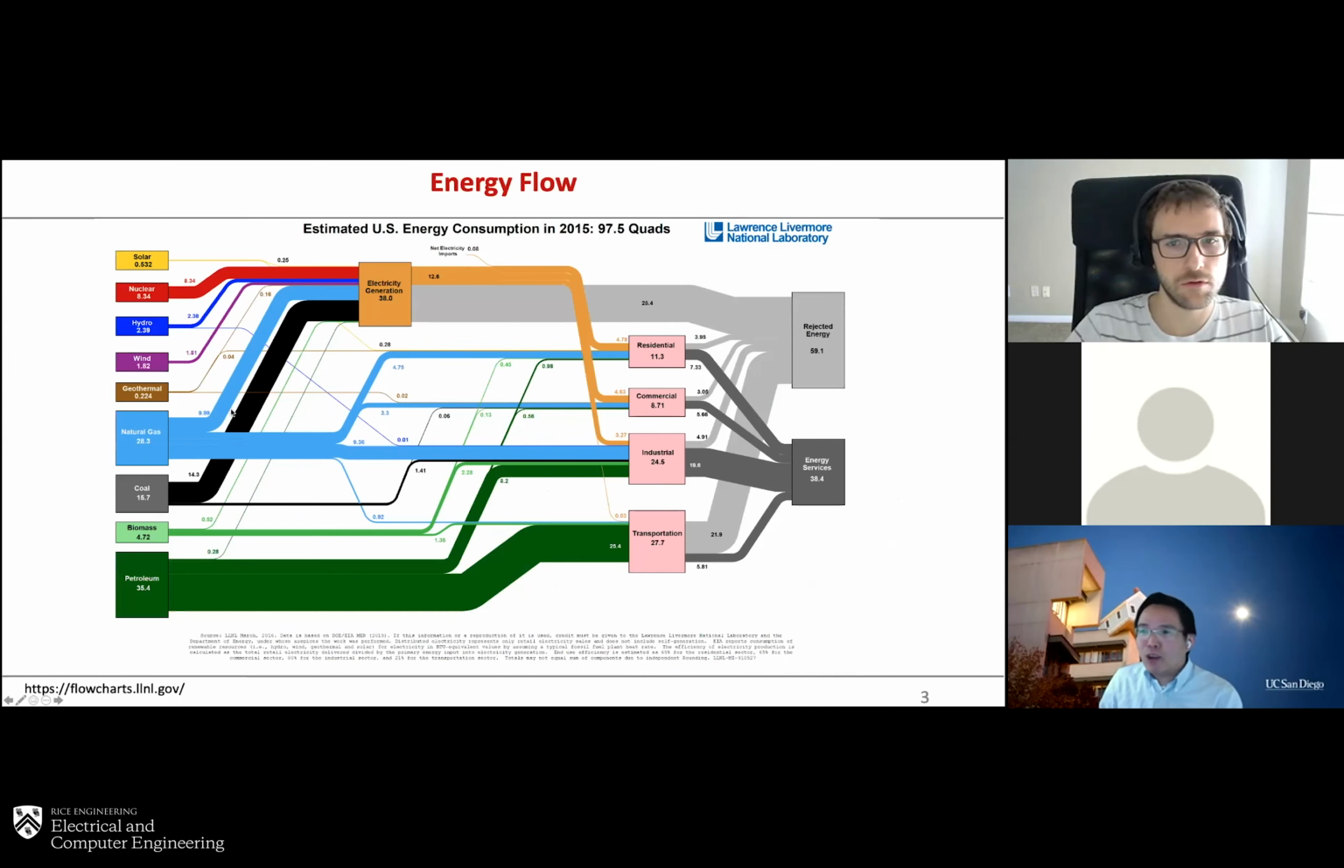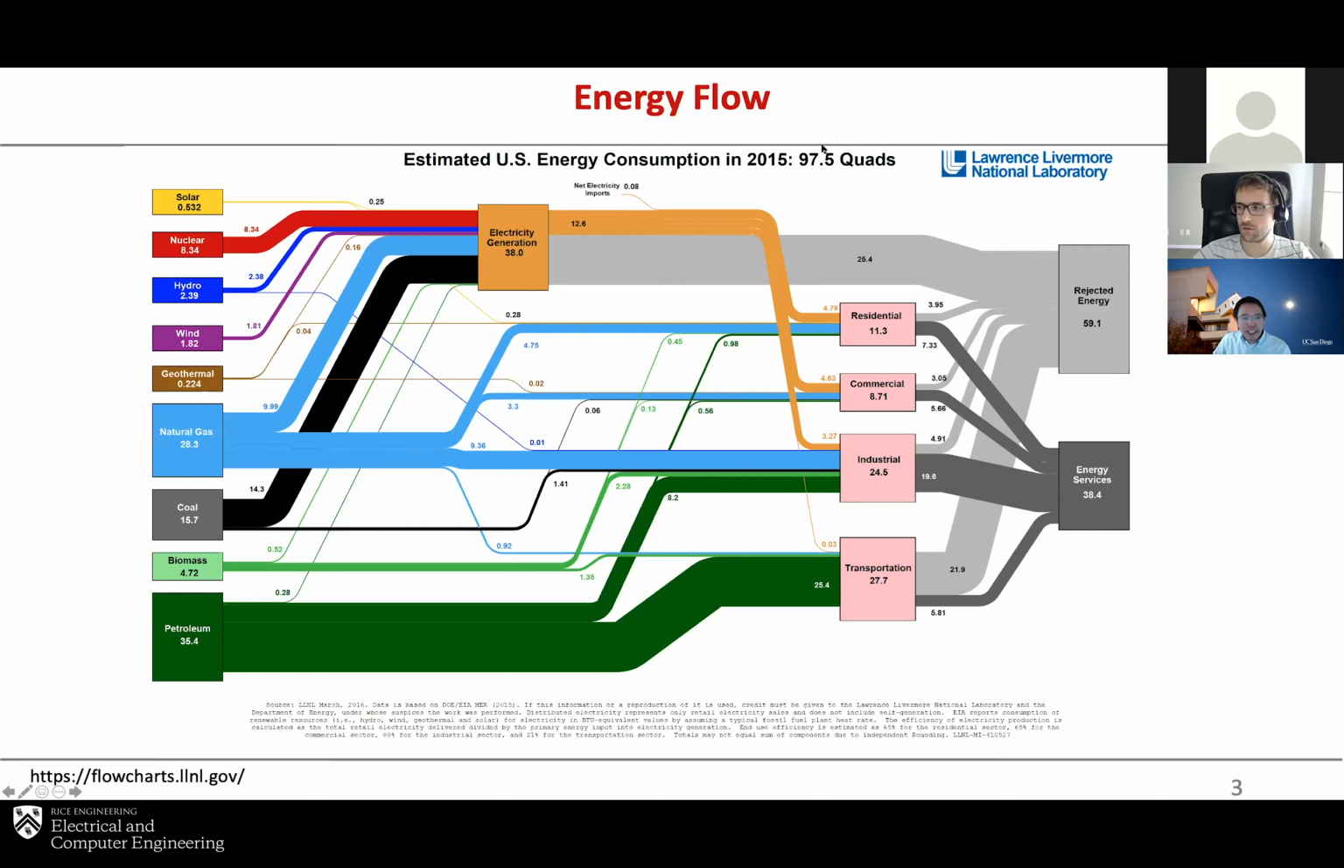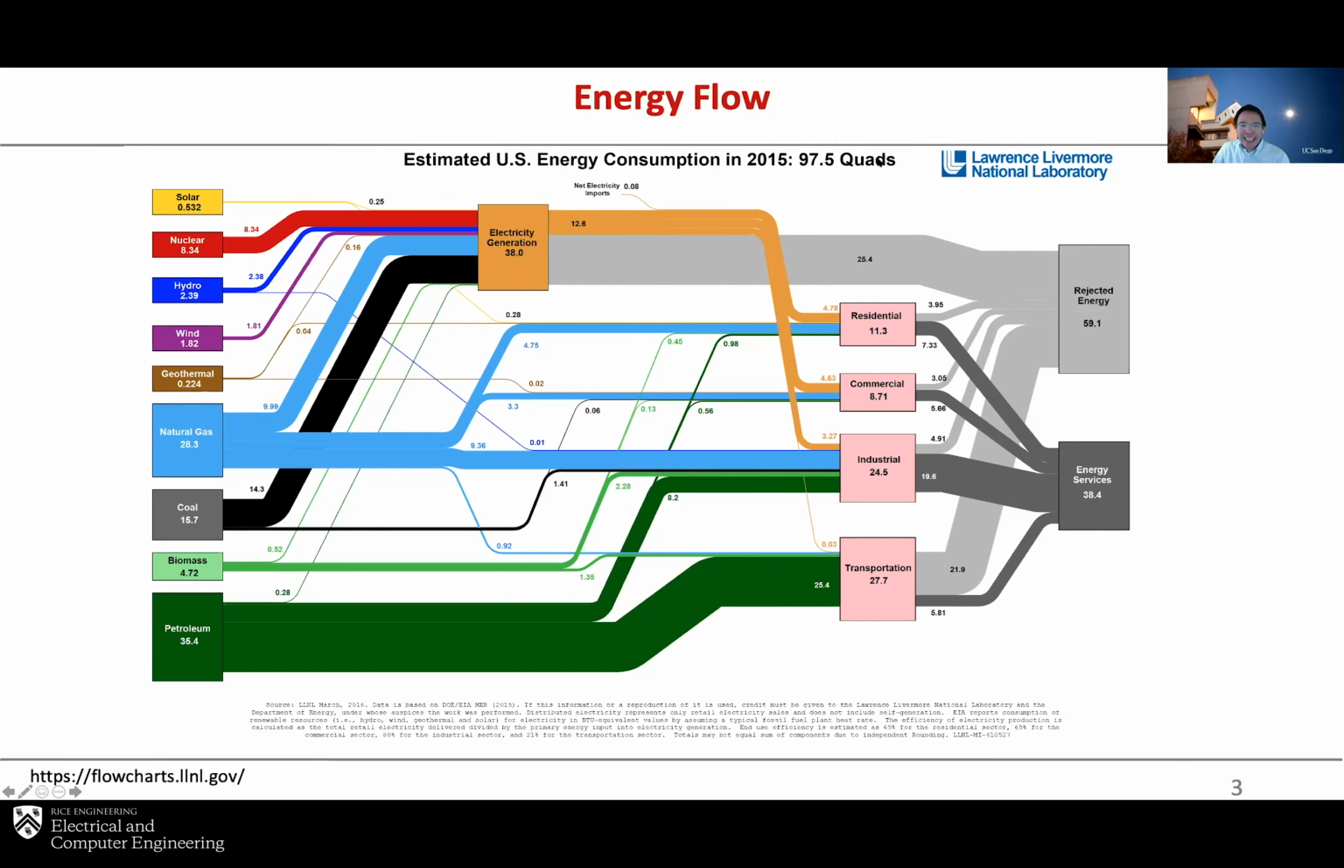You probably have seen this chart. It's an energy flow chart from Lawrence Livermore National Lab. It's a very busy chart, but you can see on the left is the energy supply from different sources like solar, nuclear, and fossil fuels. If you combine all these energy sources, you'll find we actually use about 100 quads of energy per year in this country. And this is a very large unit. 1 quad is about 10 raised to 18 joules.